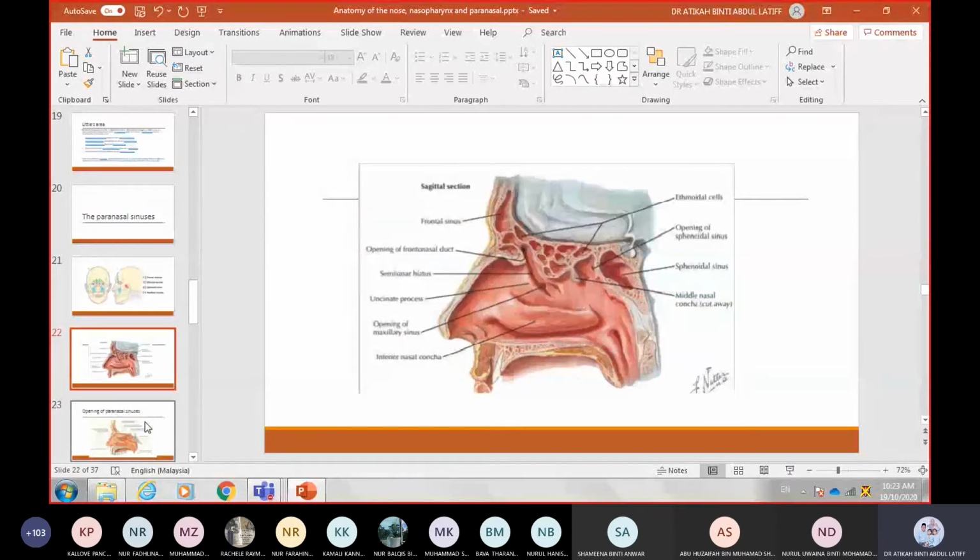So this is another cross section. This is your frontal sinus, just inside your frontal bone, and all these are your ethmoidal cells, or ethmoidal sinus, that make up the ethmoidal sinus. So it's divided into anterior, middle, and posterior ethmoidal sinus. And then here you have your sphenoid sinus inside your sphenoid bone. And you cannot see the maxillary sinus because it is on the other side of the cheek.